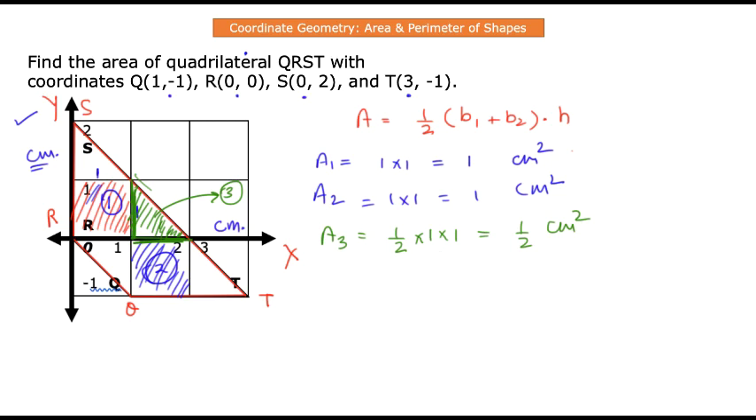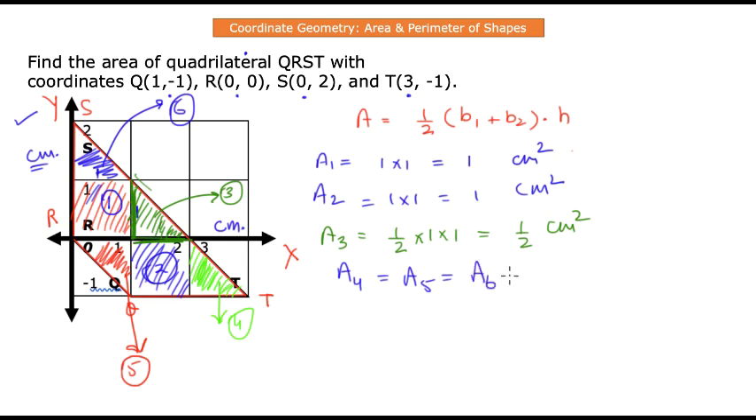And likewise, I can find that there are 3 more triangles that are identical to triangle number 3. So this is triangle number 4 we are talking about here. This is triangle number 5. This is triangle number 6. So you can say with ease that there is triangle 4, triangle 5, triangle 6, all of which will be identical because they are precisely 1/2 of this square, right? So that will be 1/2 times 1 times 1, and that will be 1/2 centimeter square.